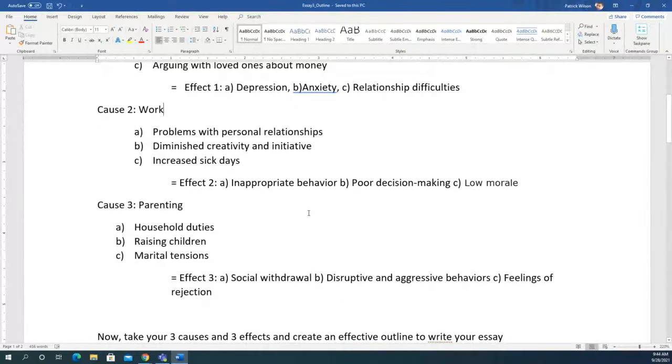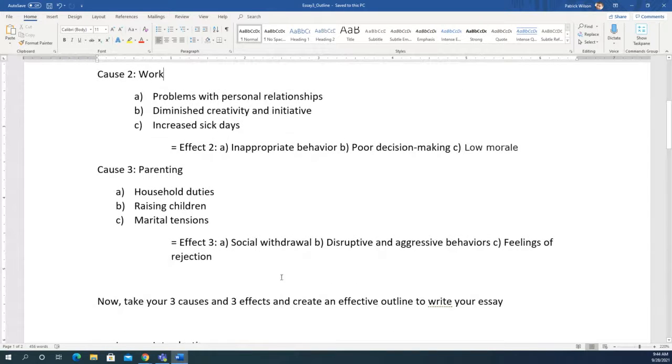And it could be, let's say, parenting, right? Household duties. If you're a mother or father, everybody's got some kind of duty at the house that they have to do. Obviously, raising children, especially if you got more than one. Marital tensions, again, sort of going back to the whole deal with relationship difficulties as it relates to the financial stress. Body paragraph 6 would be effect 3, social withdrawal, where if you're having to do a lot of household duties, you're not going to be going out so much. Disruptive and aggressive behaviors, that could be, vice versa, you or the children. And feelings of rejection, well, that can come more or less to your status with your significant other.